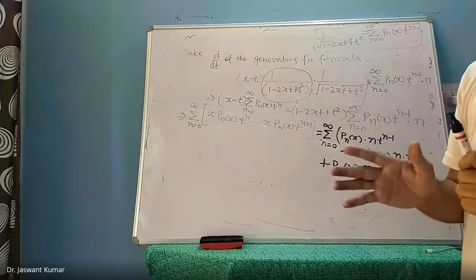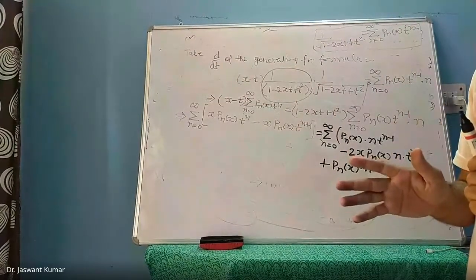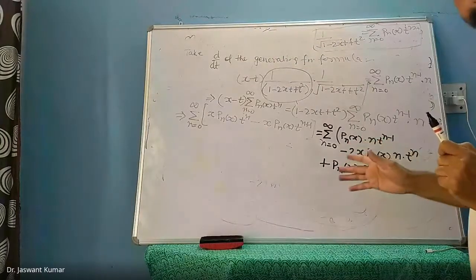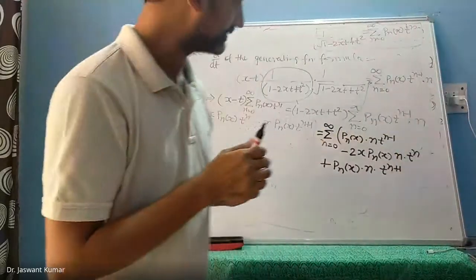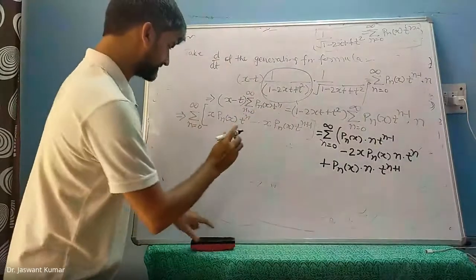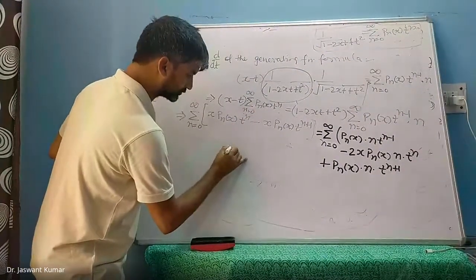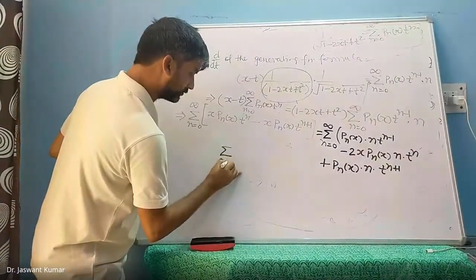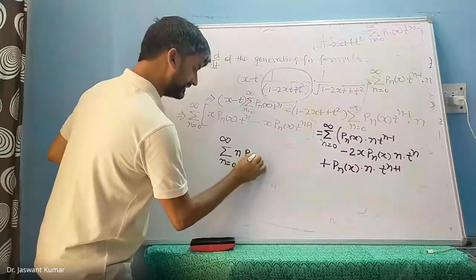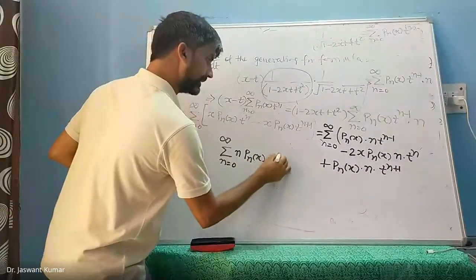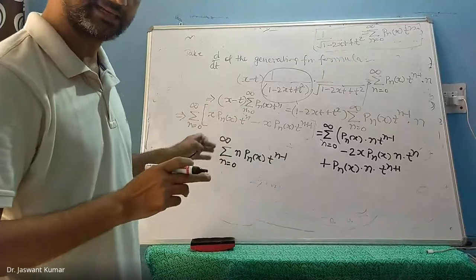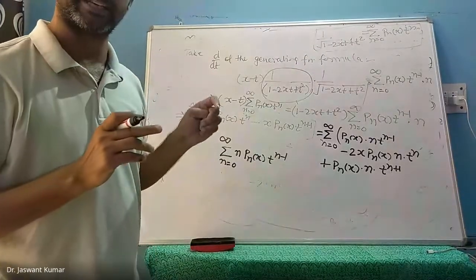Do you understand? Yes or no? The first term is n p n. We write this term by term. Let me write it once and then erase it: n going from 0 to infinity, n p n x t to the power n minus 1. I explain one term and then I write all other terms without explaining.